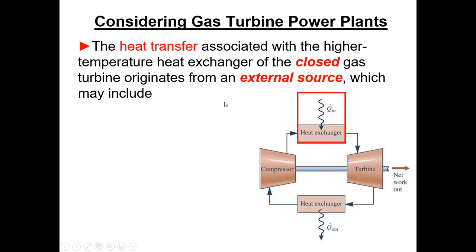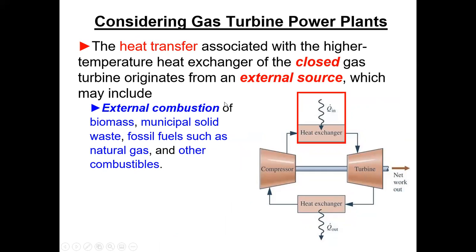The heat transfer associated with the higher temperature heat exchanger of the closed gas turbine originates from an external source, which may include, you can burn anything. You just got to have heat. You got to get heat someplace that you can transfer in. So it could be all kinds of stuff. Fossil fuels.